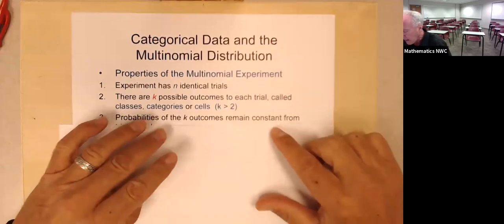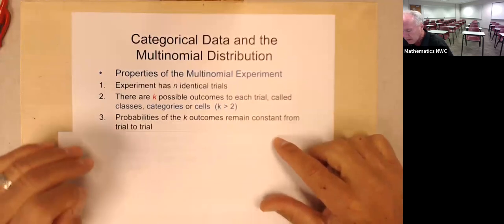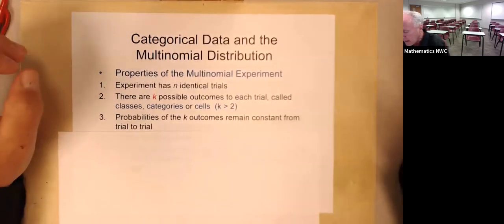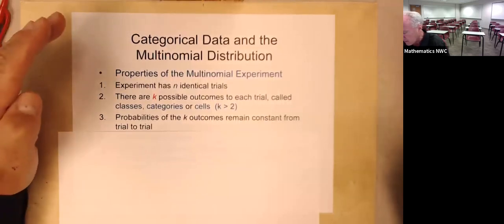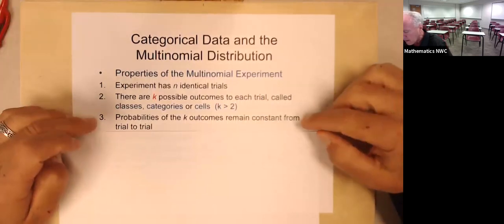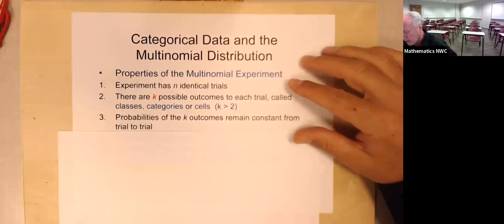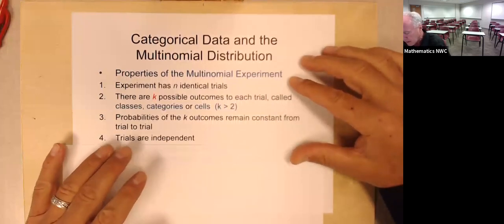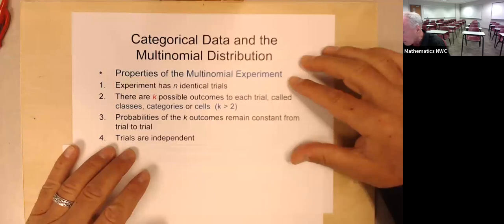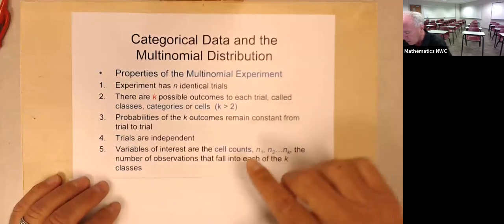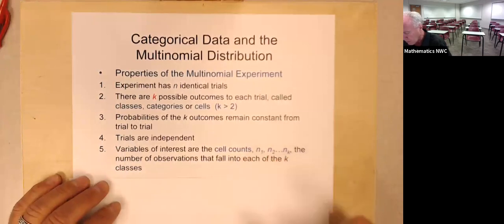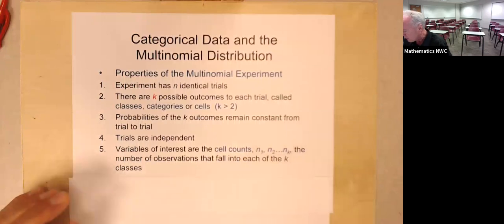The probabilities of K remain constant from trial to trial. It's not like something happened when I'm polling 80 people after 38 of them have given me their opinion. I don't change things. I don't close down a factory or something in their city. So the probability remains the same from trial to trial. They're independent. Joe doesn't tell Bob what he voted or how he voted. Mary doesn't tell Deb how she should vote. The trials are independent. The variables are what we call cell counts. And this will make a little more sense as we get into an example. Okay, let's take an example here first.